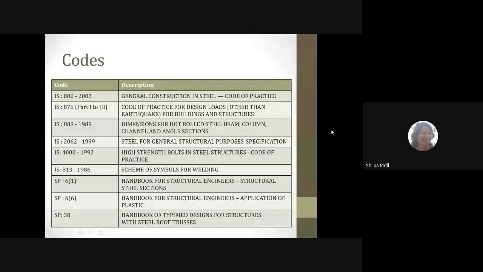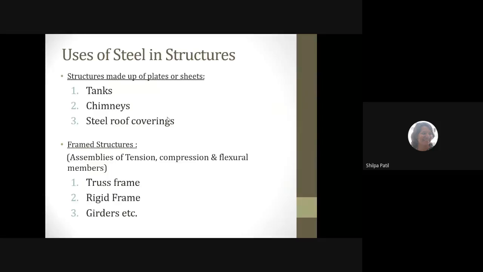So these are the codes, and we have discussed IS 800. IS 875 I will discuss later during your practical session. Now let us see what the uses of steel in a structure are, or how we make use of steel for constructing various types of structures. Steel is used in two different forms in construction. One is in the form of plates or sheets, and the second is in the form of various steel sections. When steel is used in the form of plates or sheets, we can construct three types of structures, like tanks, chimneys, or steel roof coverings, by making use of steel sheets or steel plates.